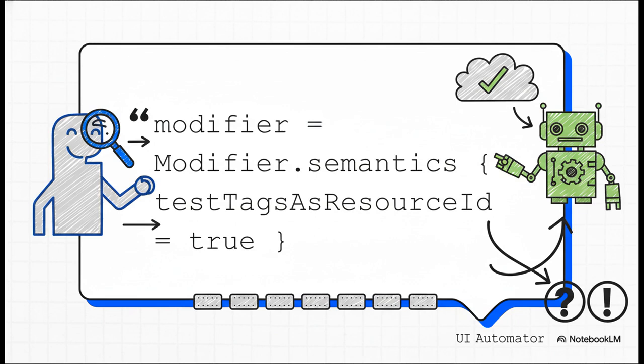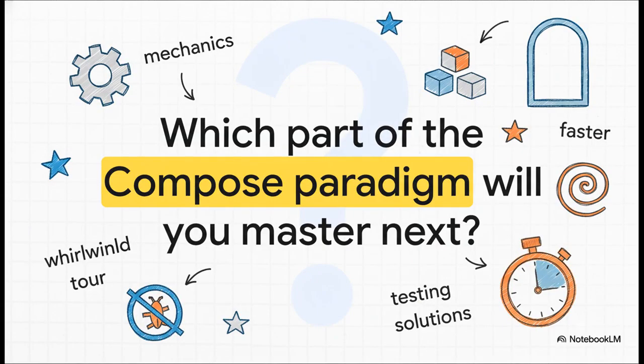You see, Compose has this powerful system called semantics that describes your UI for accessibility tools and, you guessed it, testers. With this one single line of code, you can tell Compose to expose your test tags as if they were old-school resource IDs. Just like that, your entire UI becomes compatible with UI Automator. Problem solved.